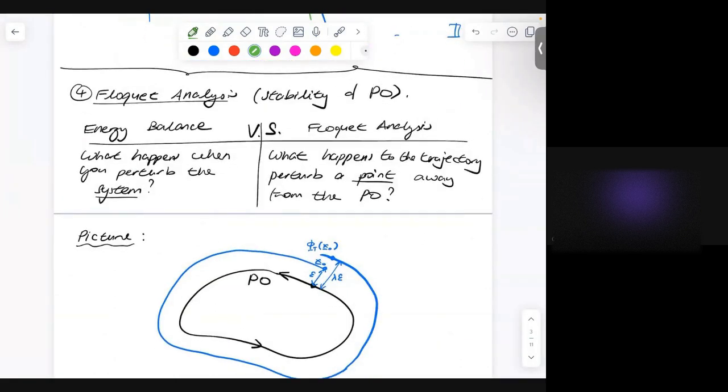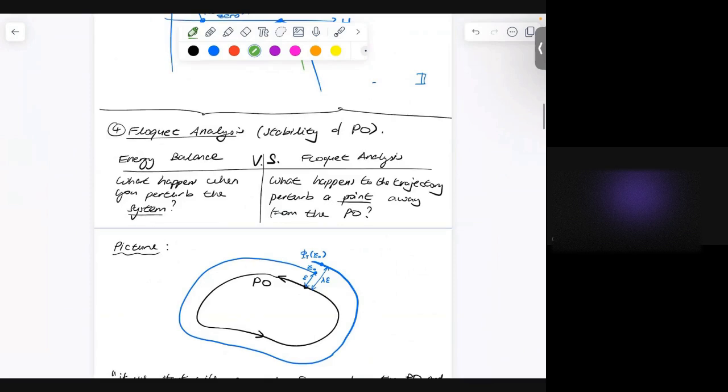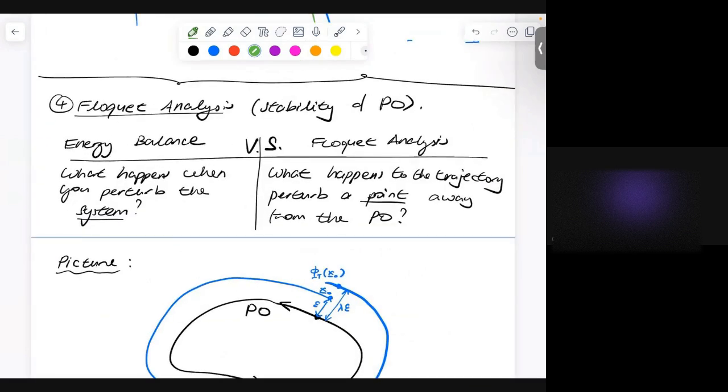Okay, so the next thing that we can do is something called Floquet analysis, and this is actually a different thing. The picture looks similar, so I want to explain why it's different. Floquet analysis is analyzing the stability of the PO itself, so in a fixed system. So given some system, I have a PO. What happens if I start from a point that's slightly away from the PO? Am I going to get near the PO or am I going to go away from the PO? Whereas energy balance, as we just discussed, is what happens when you perturb the system itself, not when you perturb a point away from the PO.